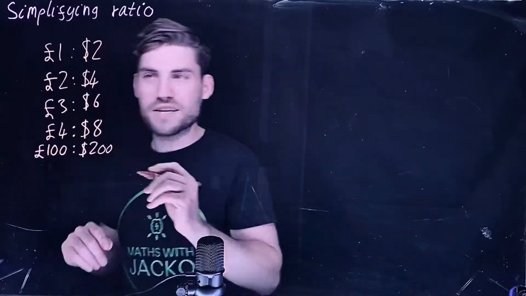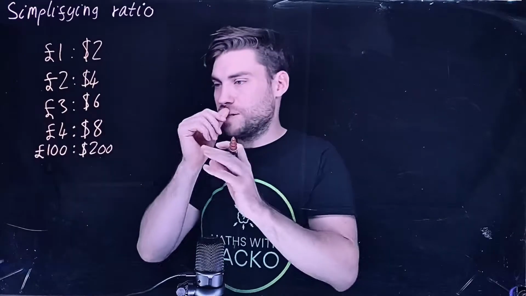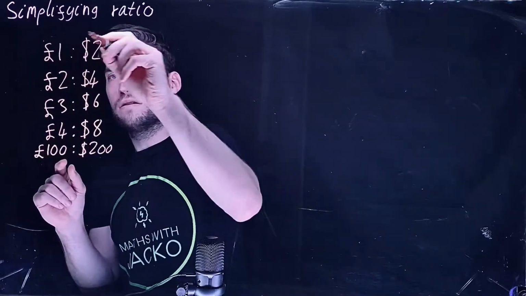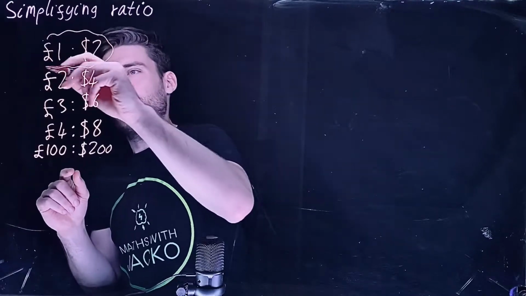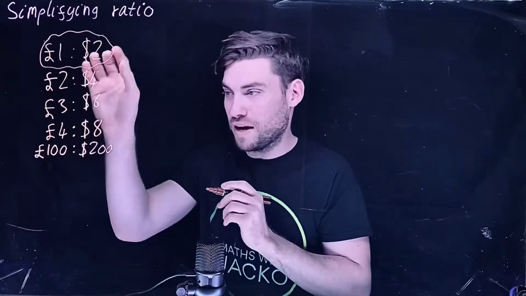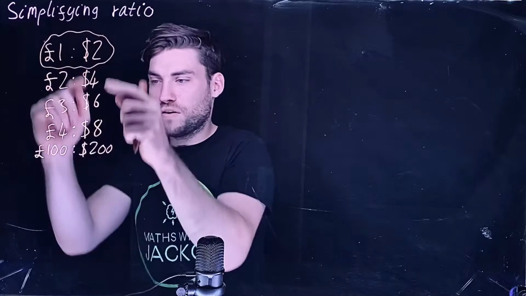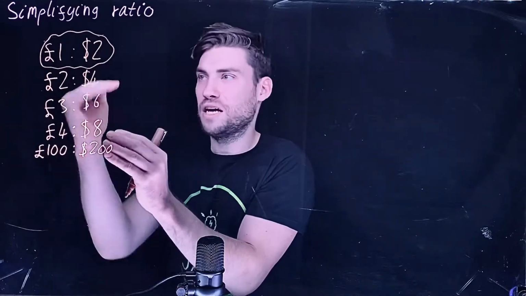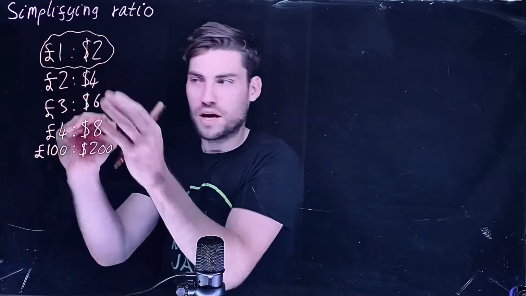Yeah, this is a nice example, just so you see it in a bit of context. And this is the simplified form here. This is a simplified ratio in its simplest form, but this ratio here, 100 to 200, is exactly the same as 1 to 2. Okay, it's the same.